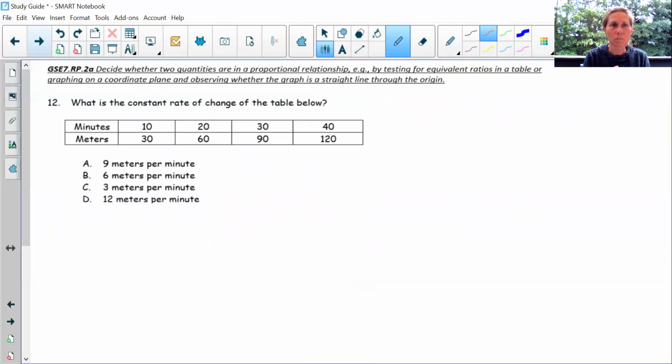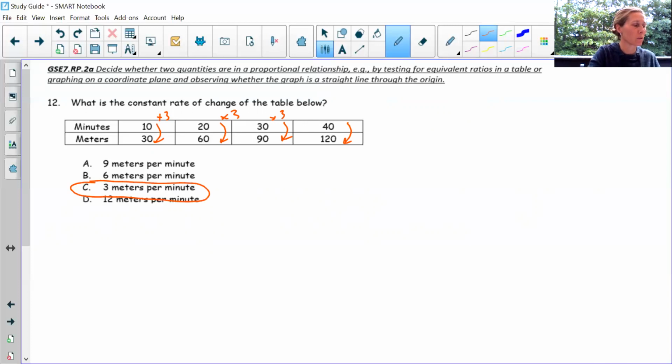Number 12. What is the constant rate of change in the table below? Well, what is being constant? I'm going from 10 to 30, 20 to 60, 30 to 90, 40 to 120. What is your constant of proportionality? What is constantly the same? What are you doing every single time? You're multiplying by 3. So therefore, it's going to be 3 meters per minute. Okay, 3 meters per minute.